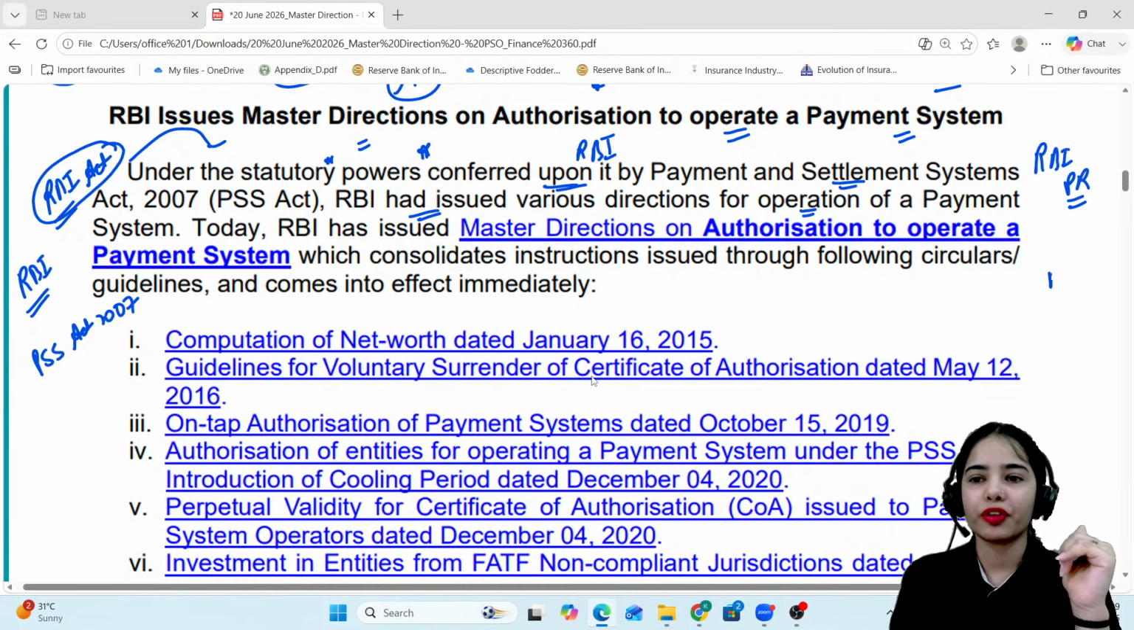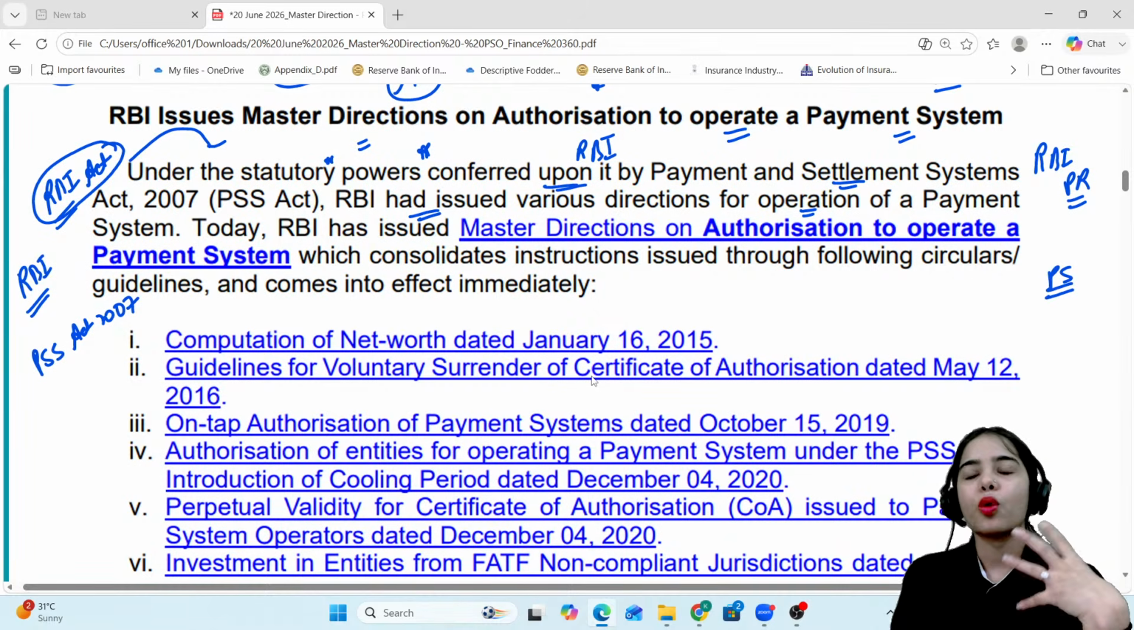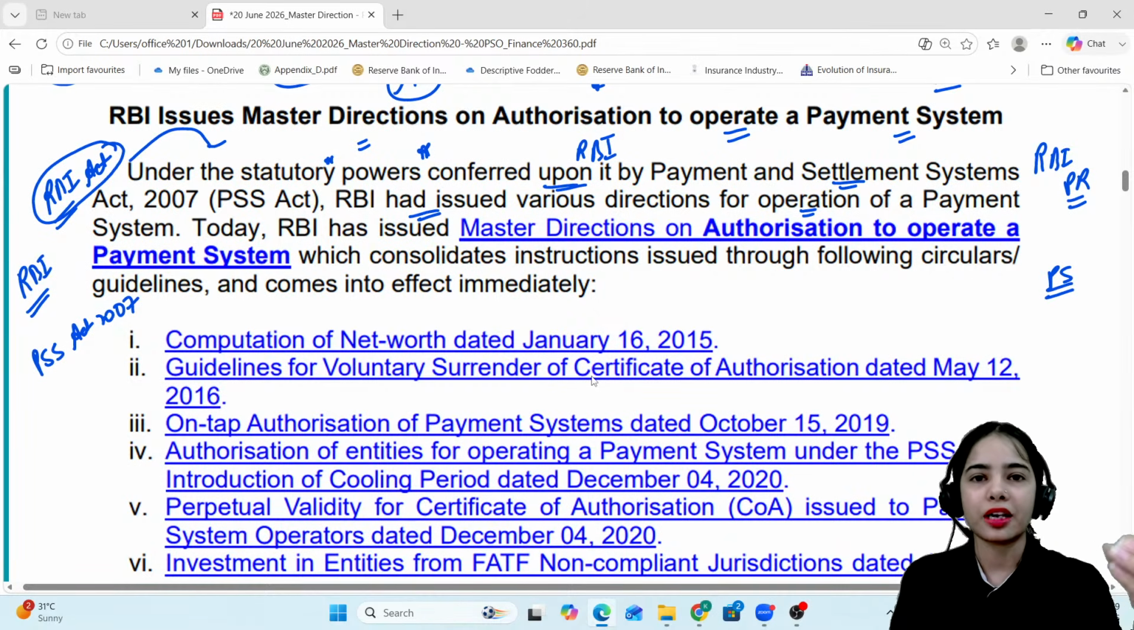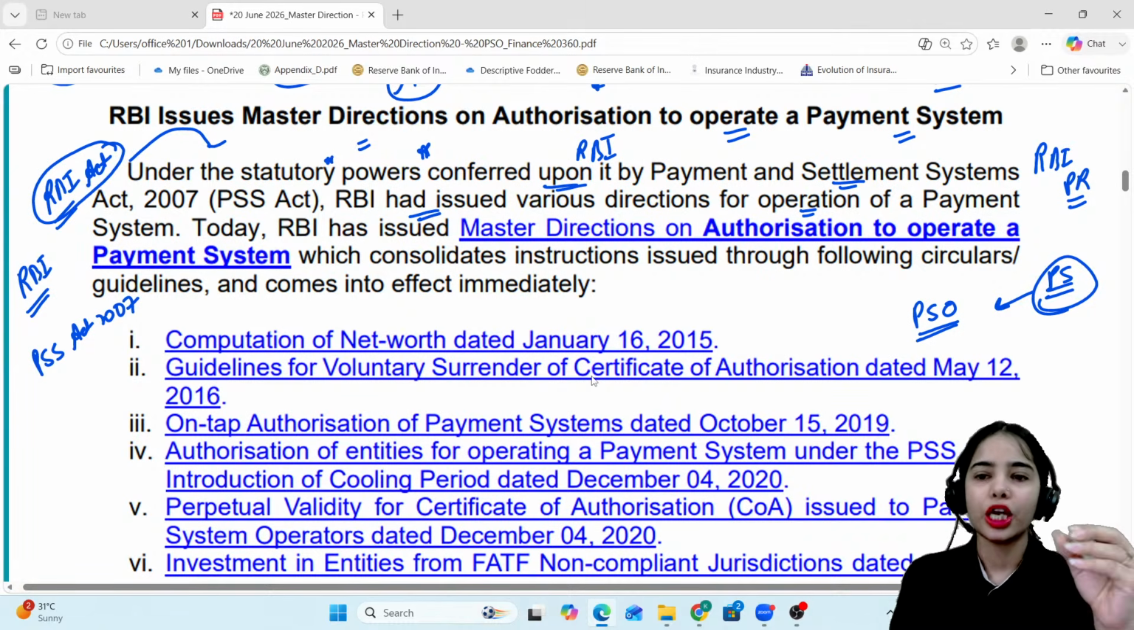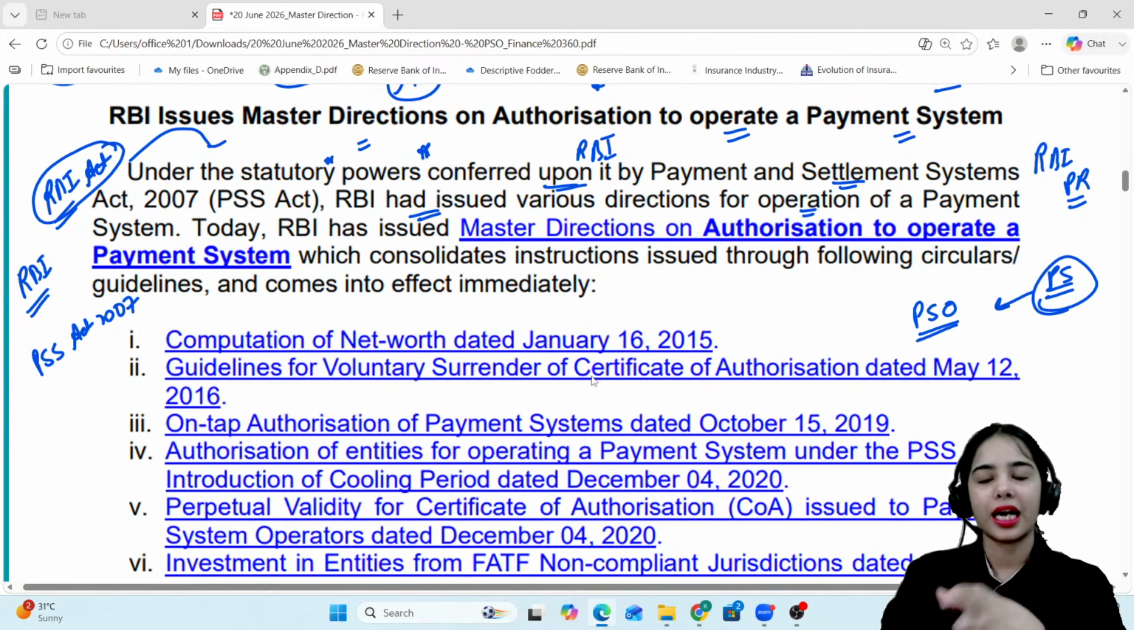Okay, for the operation of the payment system, like the IMPS, Aadhaar enabled payment system, the Bharat bill payment system. All of these different payment systems that we use come under the Payment and Settlement System Act of 2007, and for them there are certain rules and regulations that have to be followed. And these payment systems are operated by the payment system operators. Okay, so like the NPCI operates IMPS, Aadhaar enabled payment system.